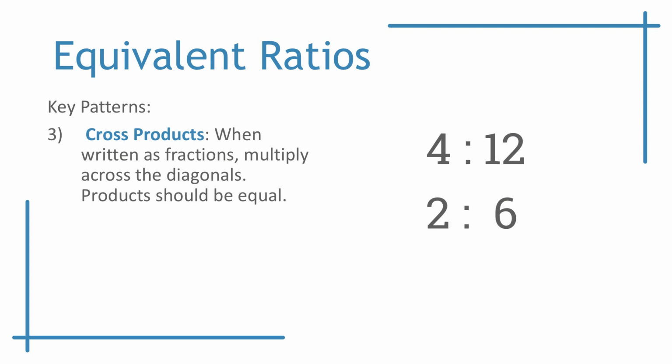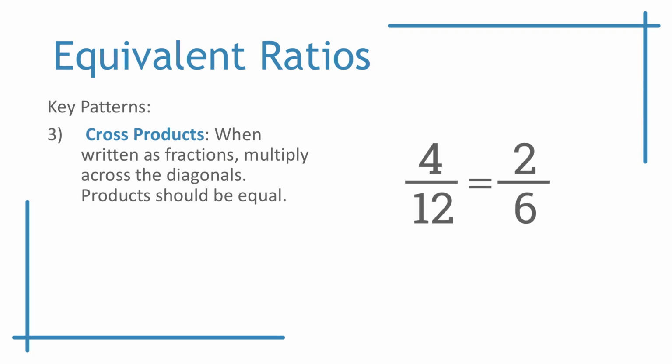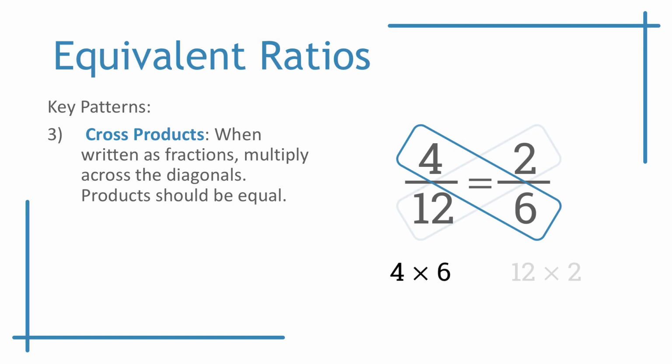To see this, we must first rewrite our ratios as fractions. You get cross products by multiplying across the diagonals of this equation, the numerator of one ratio times the denominator of the other. In other words, 4 times 6 and 12 times 2. Since both of these products are 24, we know our ratios are equivalent. This pattern doesn't give me the most insight into the relationship between the values, but sometimes it's the easiest pattern.